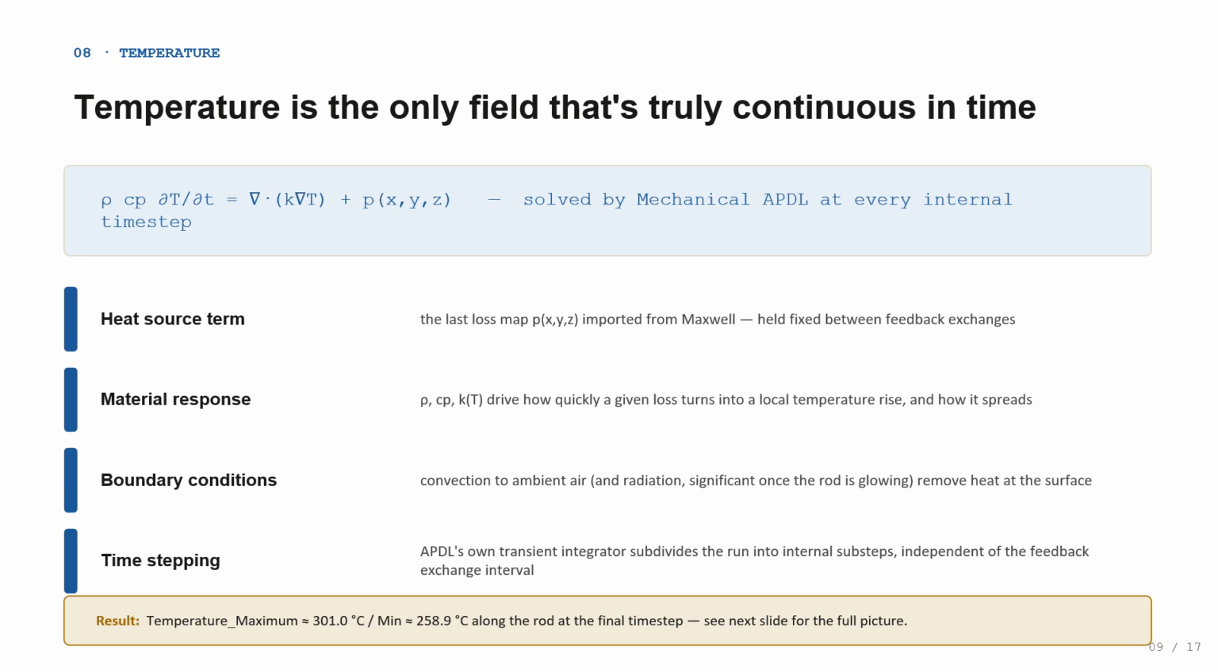And the time stepping itself is handled by APDL's own Transient Integrator, which subdivides the run into internal substeps for numerical stability. Substeps that are typically far finer than, and completely independent of, the feedback exchange interval. The headline result from this project: a maximum temperature of approximately 301 degrees Celsius and a minimum of about 259 degrees along the rod at the final time step. Let's look at that result in full on the next slide.